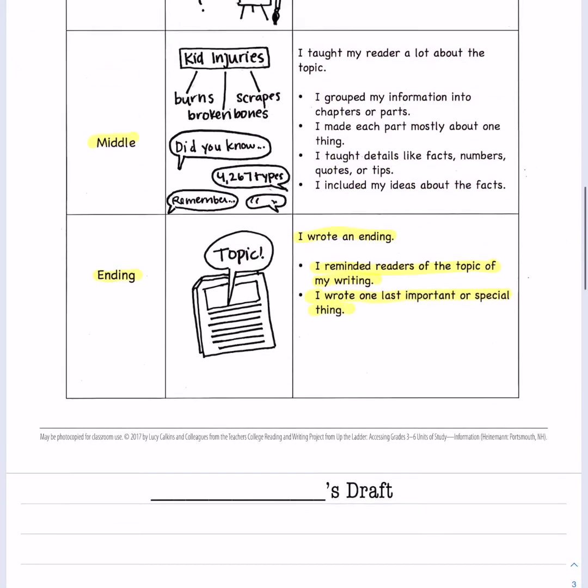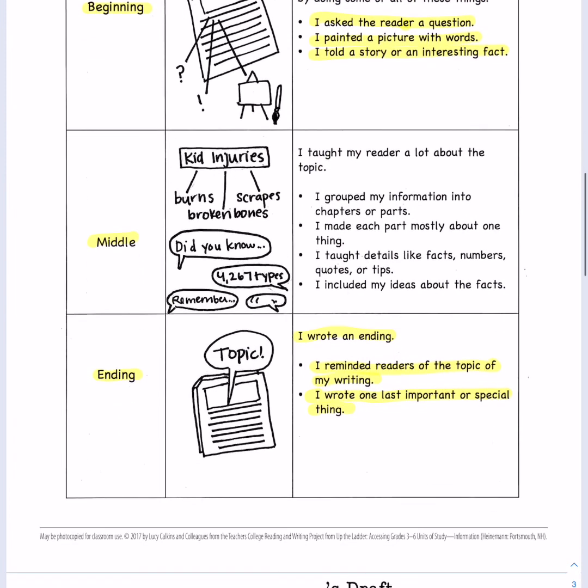So in your assignment today, you are going to draft, and you're going to follow the information checklist, starting with an introduction, with your paragraphs that you have decided upon, and then with an ending. If you would like to use the mentor text as an example, please do so. That is what it is there for.